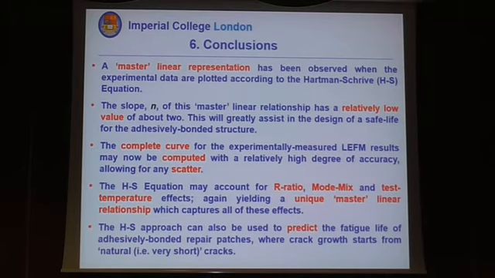So to conclude, we get a master linear relationship using the Hartman-Schreiber equation. The slope is relatively low, so we can actually use it for design, just as the metals community can. We can compute, as you'd expect, the basic curve, and the Hartman-Schreiber equation can account for R ratio, mode mix, and test temperature, and yields a unique master linear relationship which captures all of these effects onto one curve, and we've shown that we can use it certainly for laboratory repairs so far, hopefully not the real thing in the future, where you can predict fatigue life of body repairs, where these cracks, I meant to emphasise, go from very short cracks. These are very short cracks of a few hundred microns only.